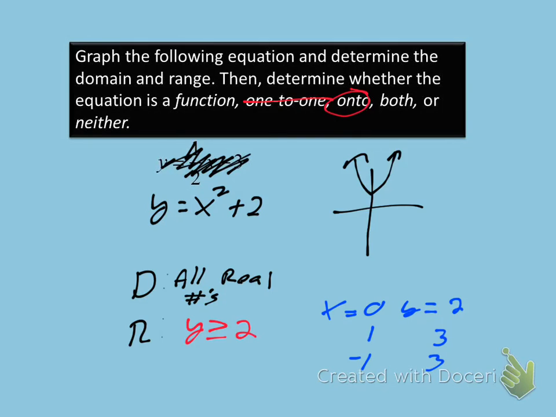So is the answer just onto? Yes. Your domain, your range, and onto. Domain, range, and then it's onto. So the full answer is: the domain is all real numbers, the range is y is greater than or equal to 2, and that it's onto.